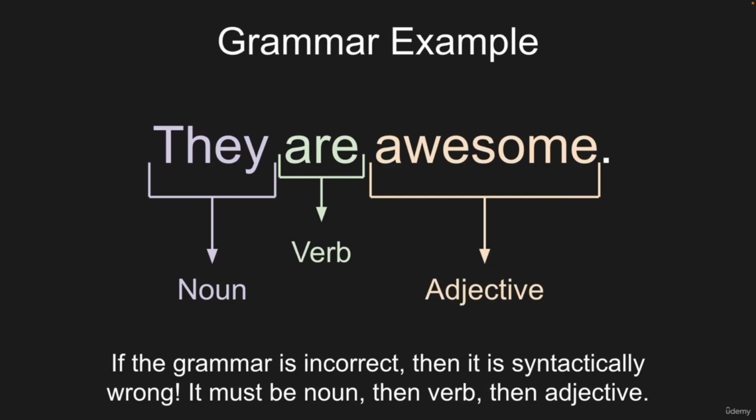So here's a grammar example. "They are awesome." In the English language, there has to be a noun first, and then a verb, and then an adjective, right? So it can't be "they awesome are." That's grammatically incorrect. That's what the parser will help with: it will detect that grammar and then it will error. If the grammar is incorrect, then it is syntactically wrong. So it must be noun, then verb, then adjective, right? So here's a grammar example.